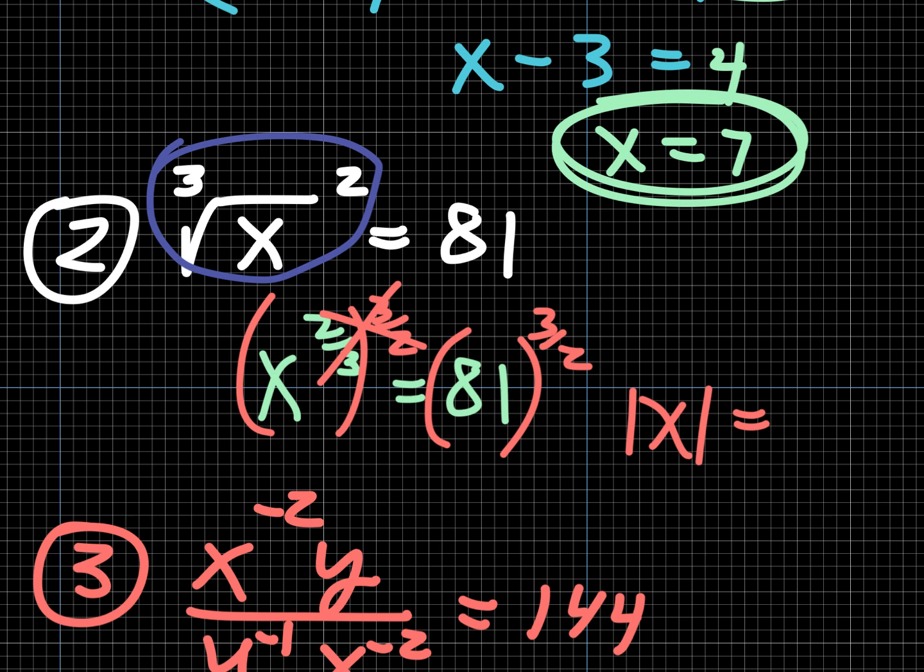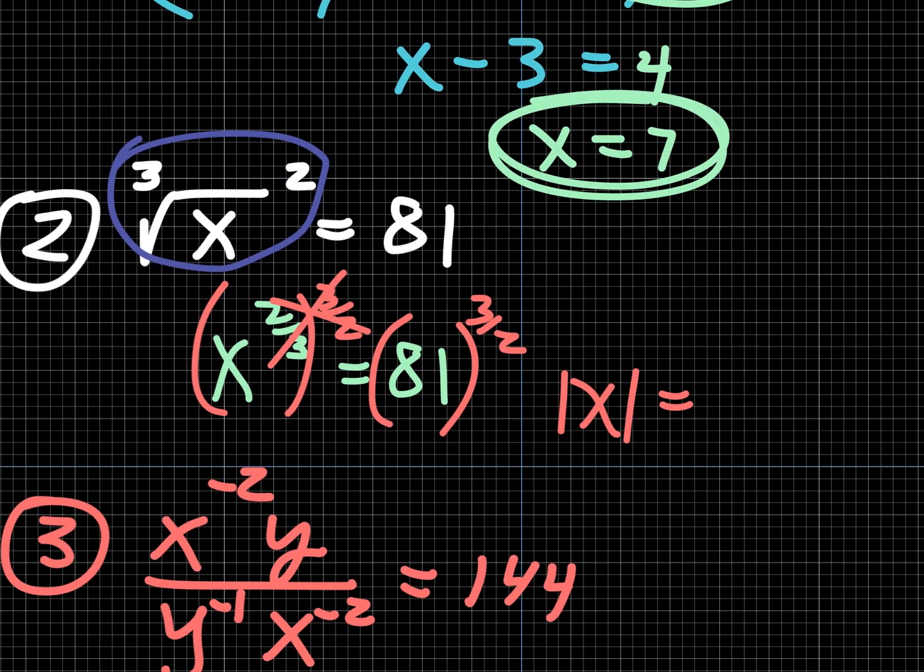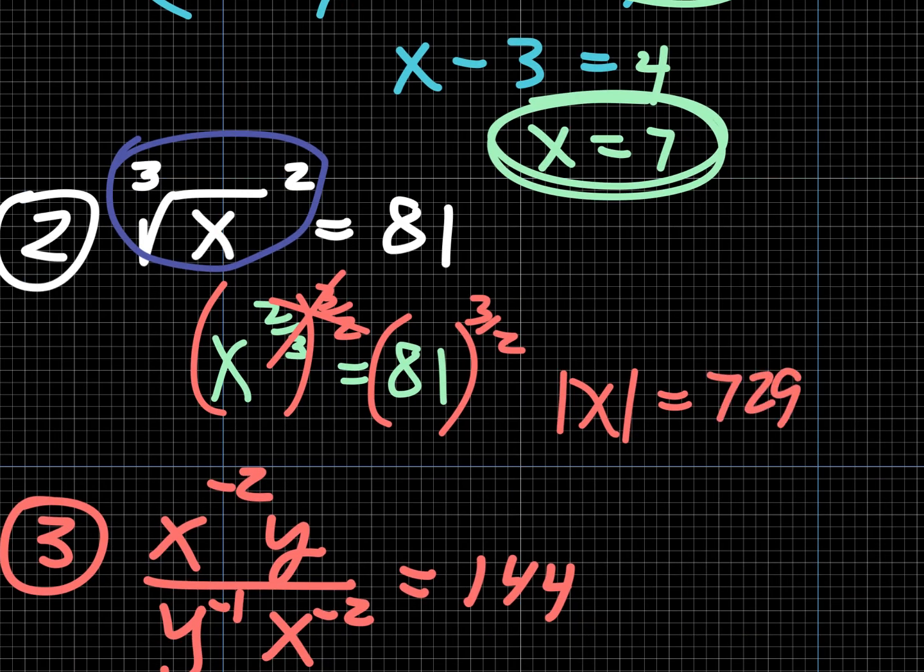All right, so this cancels this, and I have absolute value of x equals square root of 81, which is 9. 9 to the 3rd, is that 729? All right, yes? All right, 729. So then my answer is plus and minus 729. All right, next one, this one.